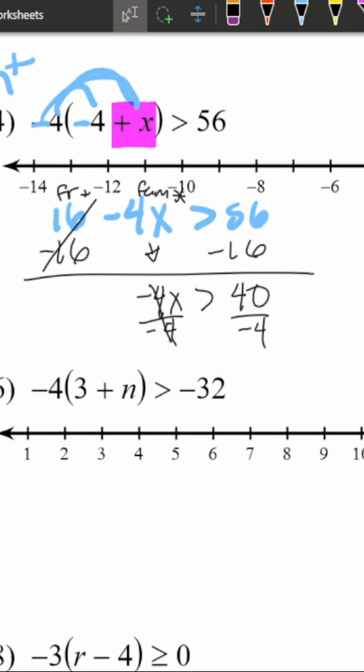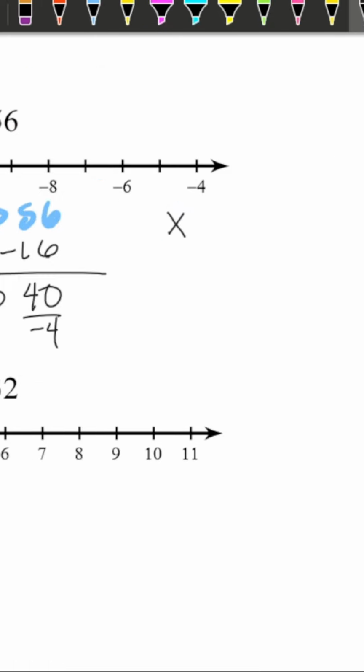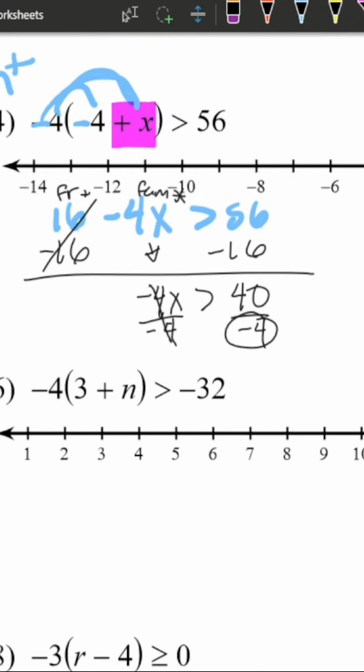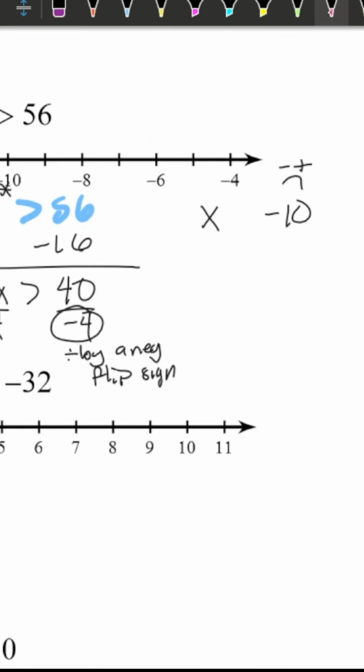And then what is 40 divided by -4? It's -10. Very good. I have a negative and a positive, so it's sad. However, since I divided by a negative, I have to flip the sign. So now my sign is going to go in the opposite direction.